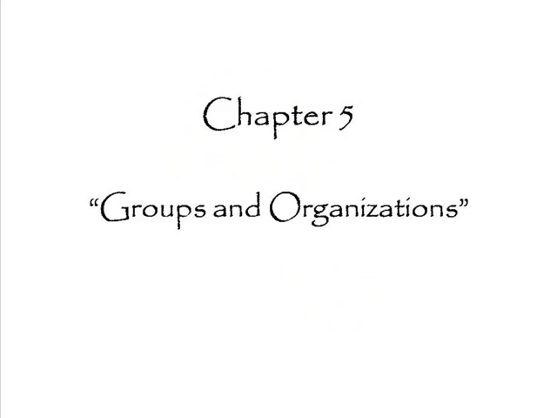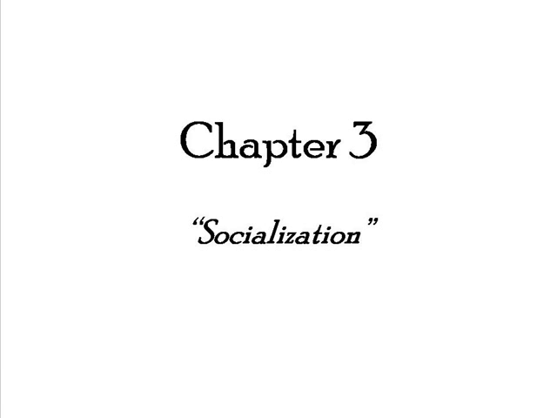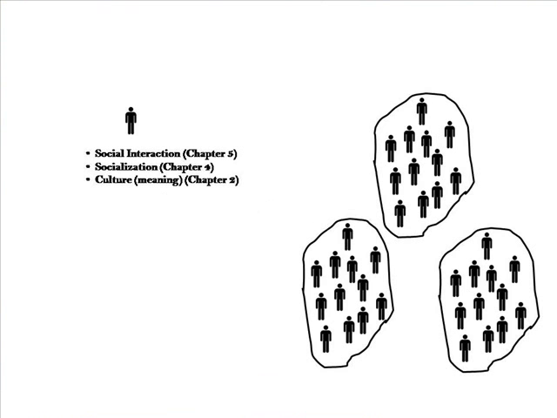This is chapter 5, and this is the chapter on groups. First we had an identity chapter, which is the chapter on culture. Then after that, we had a social interaction chapter and communication, right? And then we had a social structure chapter, which dealt more with the characteristics of social interaction, right? The types and the elements and so on.